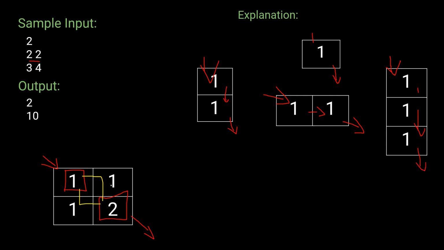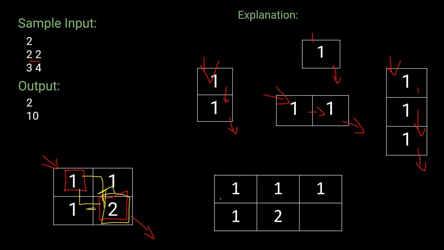So we can conclude one thing: the number of paths to this cell depends on the number of paths possible for the cell just above it and the cell just to the left of it. Now let's take another example of a 2 cross 3 matrix.